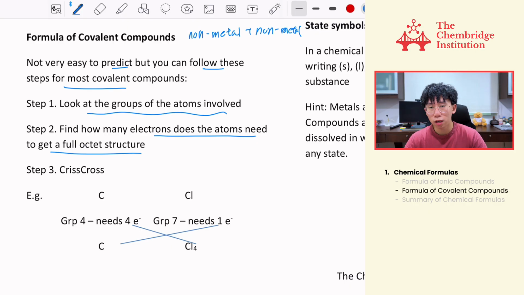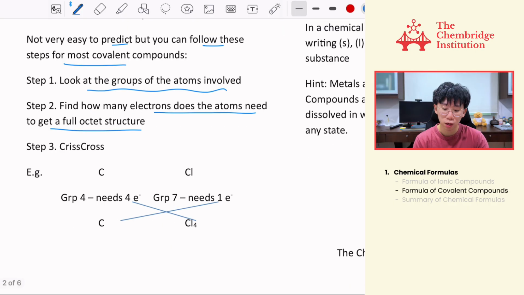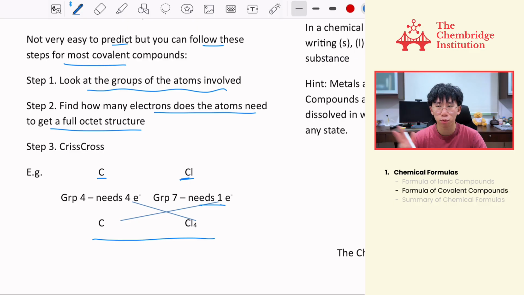Now, after that, you're going to crisscross. So for example, carbon and chlorine. Carbon's in group 4 or 14, so it needs 4 electrons to achieve octet structure. Whereas chlorine is in group 7 or 17, so it needs 1 electron to achieve an octet structure. So if you crisscross that, you'll get a formula of CCl4. That's if you only have the elements, then you can predict the most likely formula. But sometimes covalent bonding will defy these expectations, so just bear that in mind.